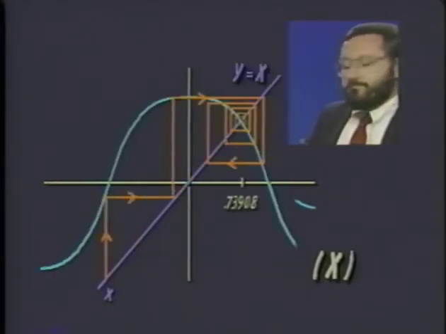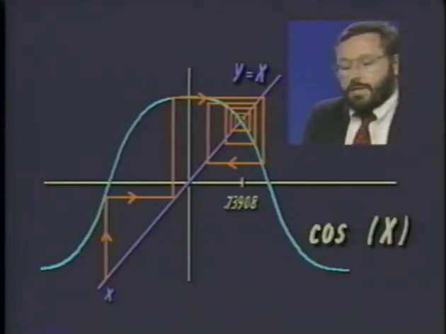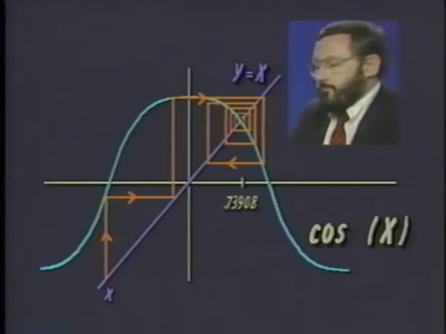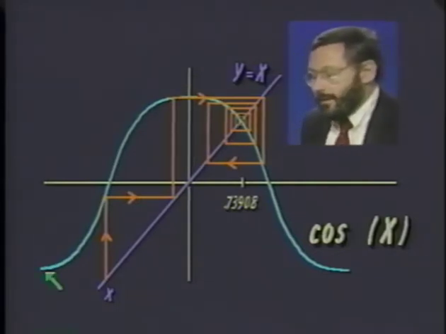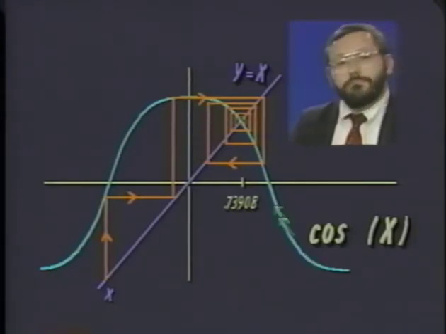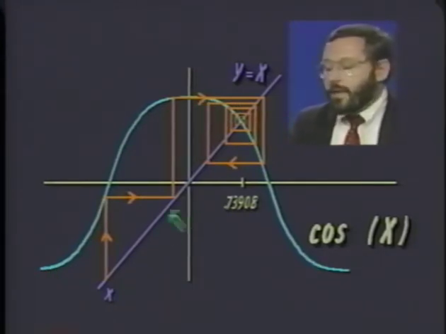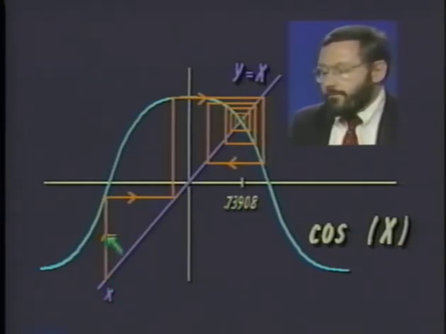One more example, cosine. Where did that strange number 0.73908 come from? Here's the reason for that number. Here's the graph of cosine. Here's the diagonal. Start with any x, say down here, and iterate by going to the graph and over, to the graph and over, to the graph and over.